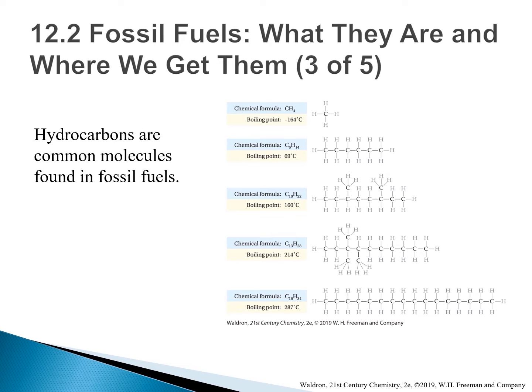Examples of molecules that you would find in various types of fossil fuels are shown here. The atoms in the molecules are connected by lines, so we know that they are molecules with covalent bonds. All the molecules here are hydrocarbons because they are comprised of just two elements, carbon and hydrogen. Hydrocarbons come in different shapes and sizes. They can have chains that are straight or branched. They can even form rings.